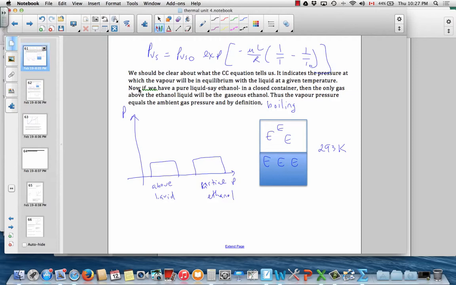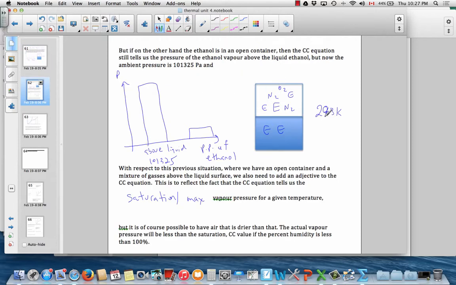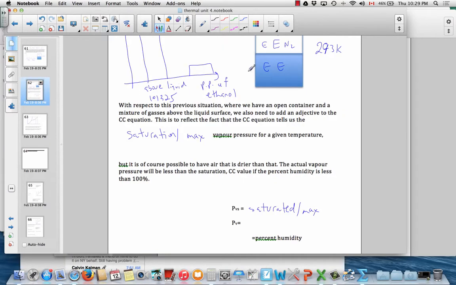But if we had an open container at the same temperature, 293 Kelvin, although this container clearly isn't boiling, because the partial pressure of ethanol is a lot less than the ambient pressure, the Clausius equation still tells us what the partial pressure of ethanol is at that point. Now, the gas right next to the liquid surface will be saturated with vapor, but further away from that liquid surface, say out in the room, the gas could have considerably less ethanol in it.